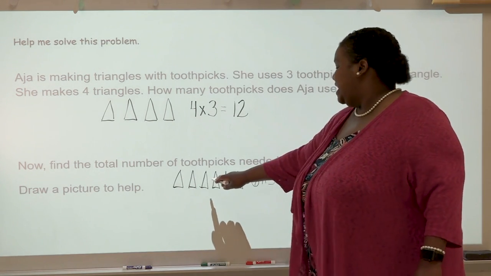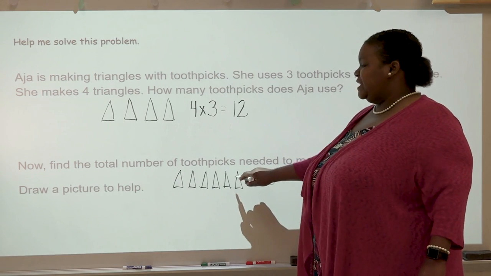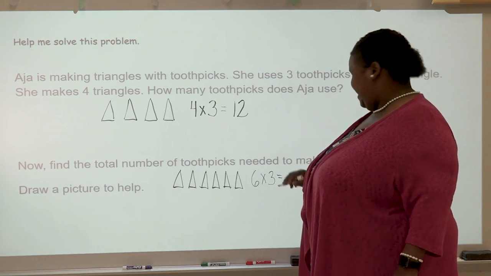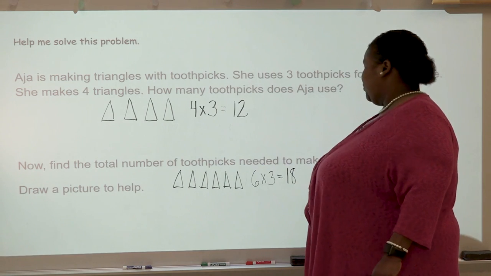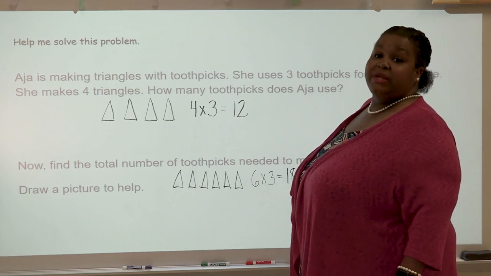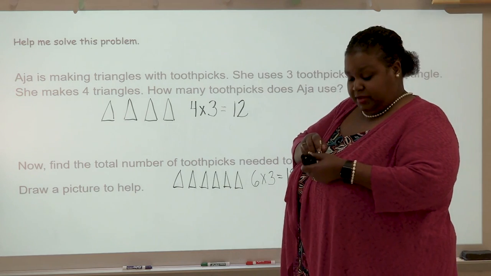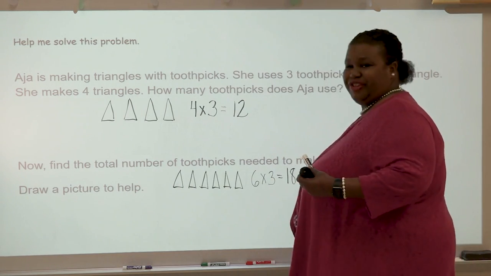3, 6, 9, 12, 15, and yes, 18. 6 times 3 equals 18. She would need 18 toothpicks to make it. All right, good job, guys.